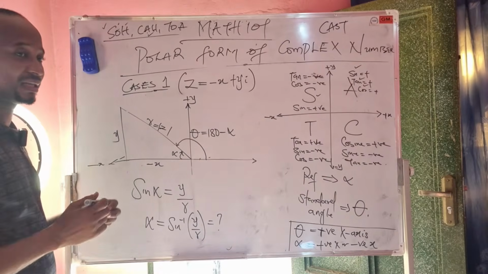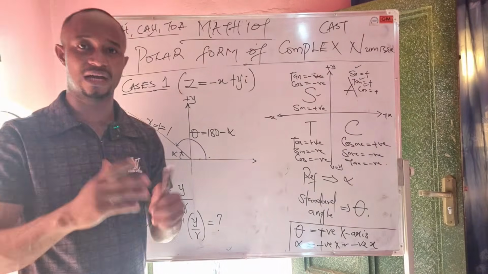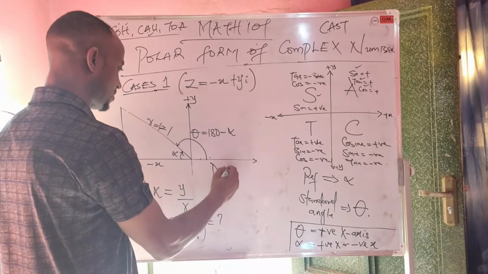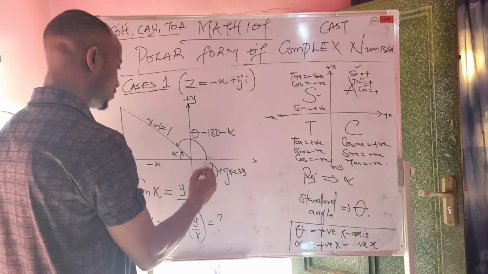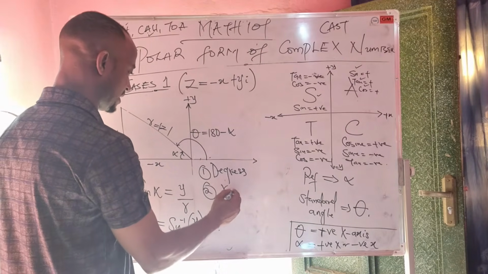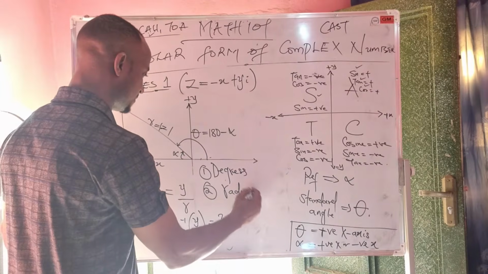And don't forget that there are two ways of representing an angle. Angle can be represented in degrees, hope you're aware. Number two, it can also be represented in radians.